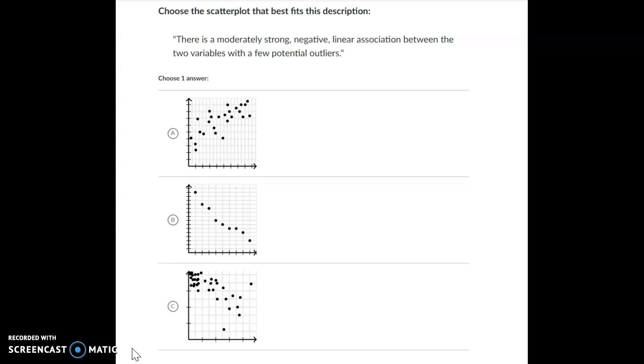So if we look at C, the correlation is not quite as strong. It's still there, and there are a couple of outliers. The farthest dot to the right is off the line. That's what you'd call an outlier. But in general, the data follows a linear path, but it's not as close to a line. So that would be the moderately strong negative linear correlation that we're looking for.